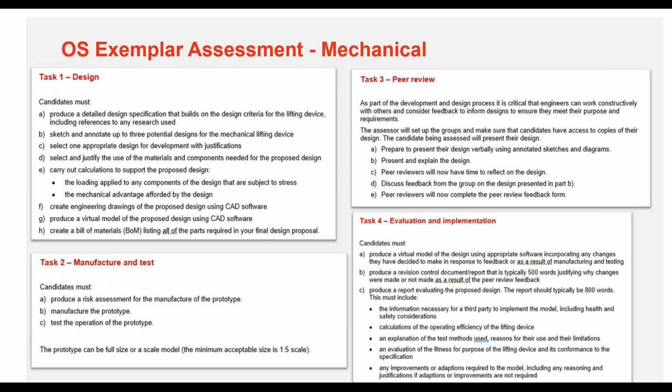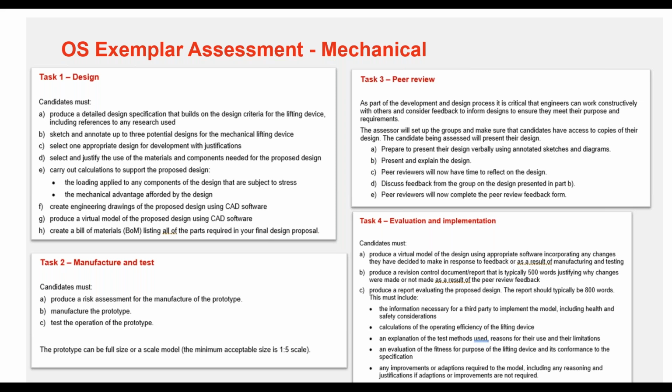So with task 1 designing, they need to produce a detailed design spec, some sketches, carry out calculations, justify, create engineering drawings, produce a virtual model and create a bill of materials. In task 2, we're asking them to manufacture a prototype of what they've actually designed as well and operate the prototype. And we also give the size of what this model should be as well.